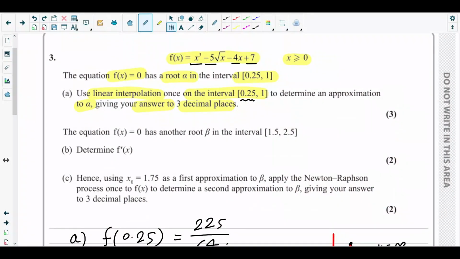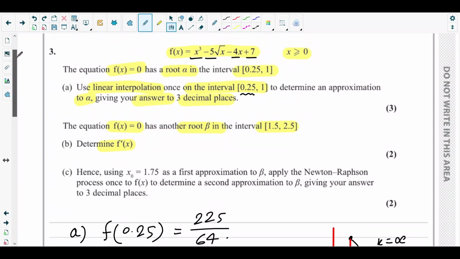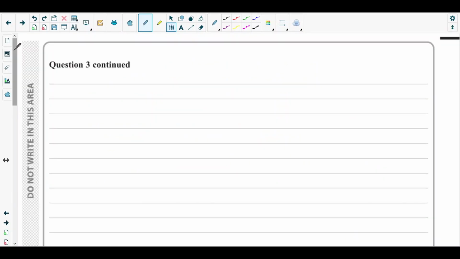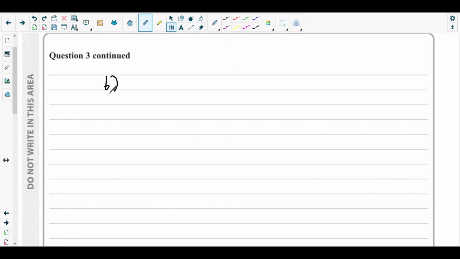Fine. Next is part B. In part B, the question says the equation f of x equals 0 has another root beta in the interval 1.5 to 2.5. Part B is asking to determine f dash x, the gradient function of f of x. So we have to differentiate f of x for that. At first, let's make the power of the variable visible.